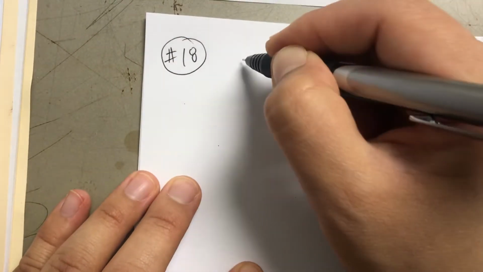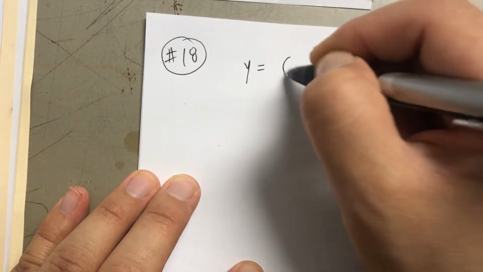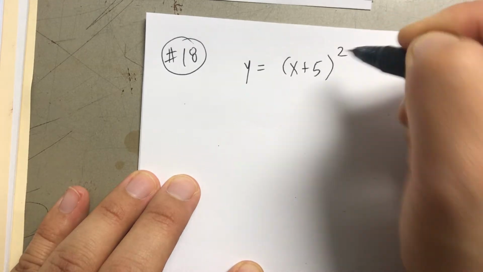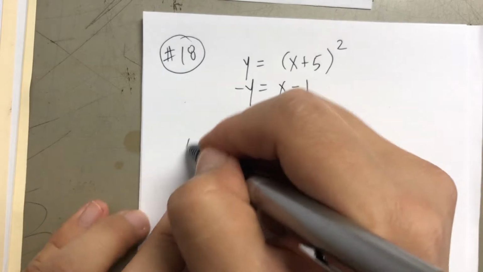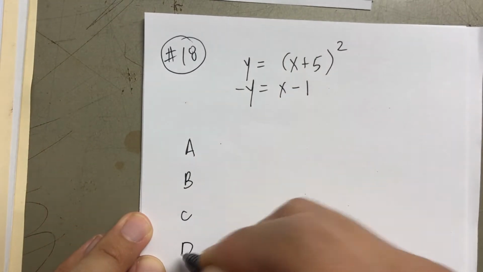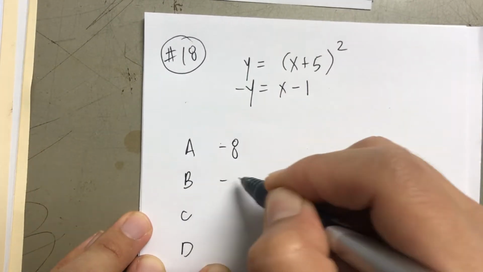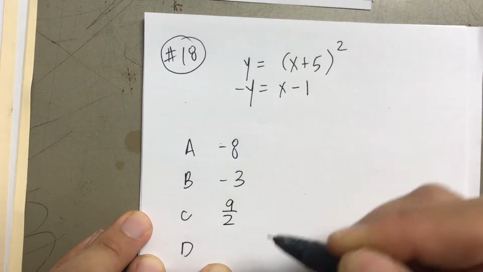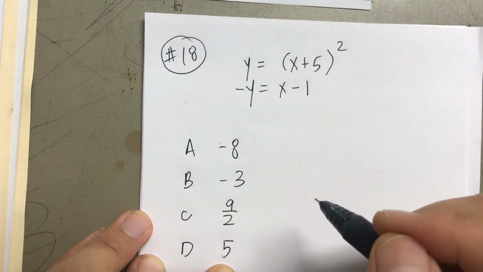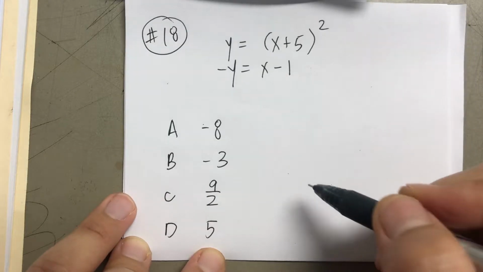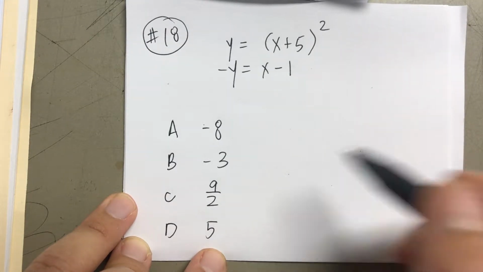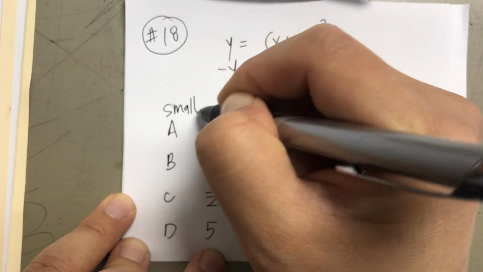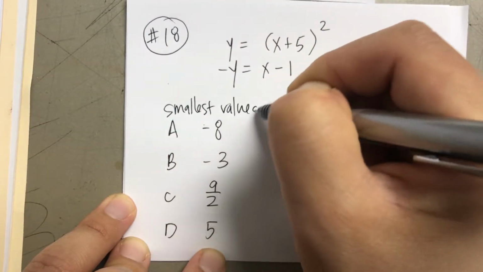Okay, number 18. In number 18, it says y equals x plus 5 squared and -y equals x minus 1. And for this question, your answer choices are going to be -8, -3, 9/2, the fraction, and 5. So we need to label these answer choices. In the solution to the system of equations above, what is the smallest value of x? So this is smallest value of x.